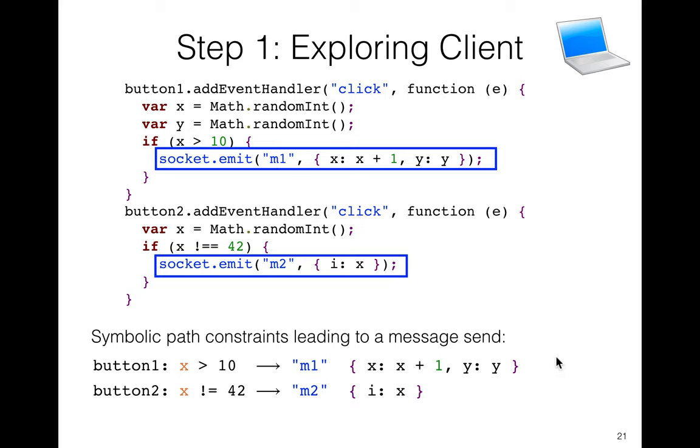These path constraints describe under which conditions a message is sent. Non-deterministic values such as these two random values or this random value again appear as non-deterministic variables in the path constraints. If a message send is found, Stackful moves on to the next step.